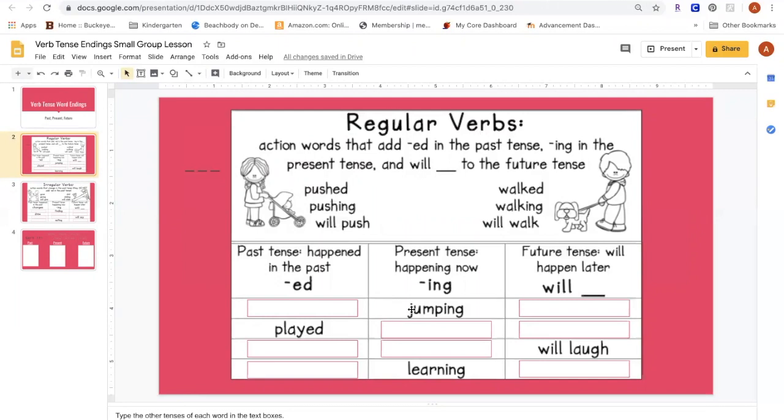Yes. Okay. All right, you want to do some examples together? No. Well, we're going to.